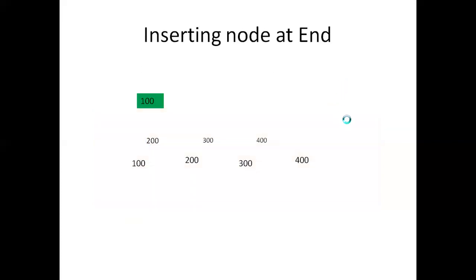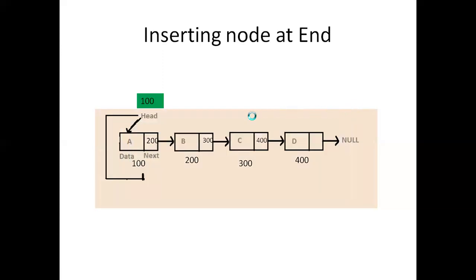Now, inserting a node at the end position. If you observe this diagram, we have four nodes with the addresses 100, 200, 300, 400. The data of 100 is A, the data of 200 is B, 300 is C, 400 is D, and 100 next is 200, 200 next is 300, 300 next is 400, 400 next is null. Here the head node is 100. If you want to insert a node at the end position, you have to travel the entire list until you reach the last node. Here 400 is the last node.